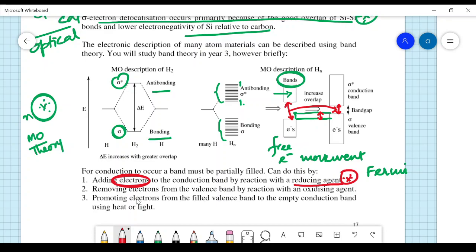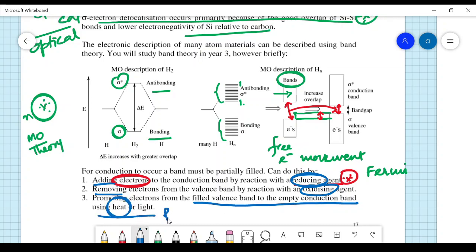So what is the purpose of a reducing agent? What is the concept of an oxidizing agent? You must know: removing electrons from the valence band by reaction with an oxidizing agent. So it is adding electrons and removing electrons in terms of the reducing as well as the oxidizing agent, but also promoting electrons from the filled valence band to the empty conduction band using heat or light. So this is a concept where when you heat a semiconductor, it becomes a conductor.